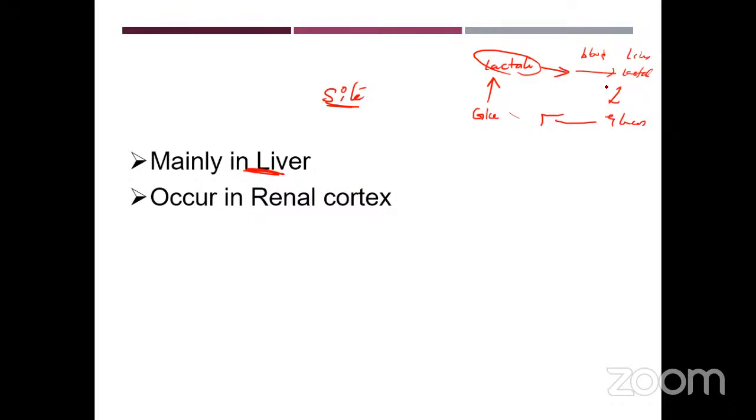So here you can see the lactate will be converted to glucose. So the site is liver only, mainly occurring in liver. In the Cori cycle, the lactate to glucose conversion is gluconeogenesis. It occurs mainly in the liver and also to some extent in the renal cortex. So you can say the main site of gluconeogenesis is the liver.